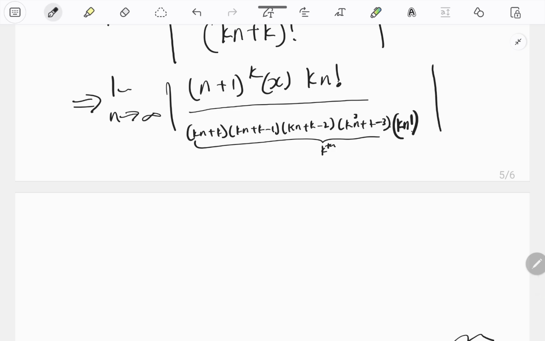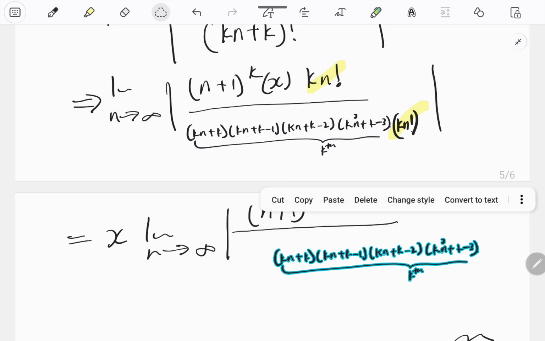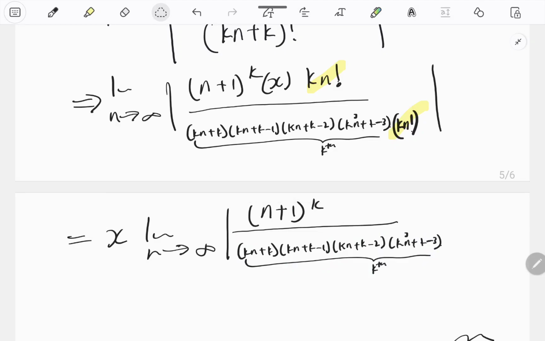So we notice that now we can cancel this, right? And now we can take the limit as n goes to infinity. Let me just take x out of this because it has nothing to do with whatever mess we are doing. I should have done that in the beginning, but it doesn't matter. If I take out x, then on top we have n plus 1 all to the power k. Below we'll have this. And then we have this.